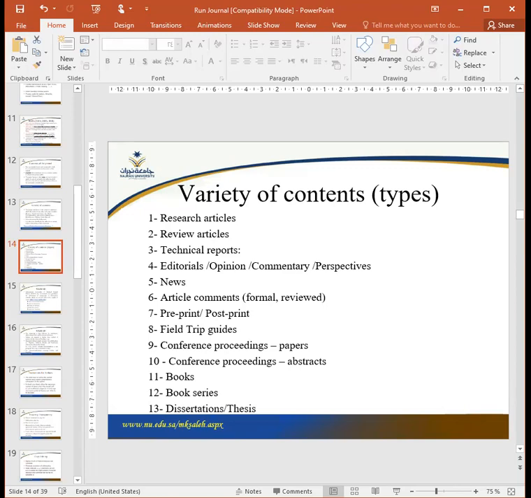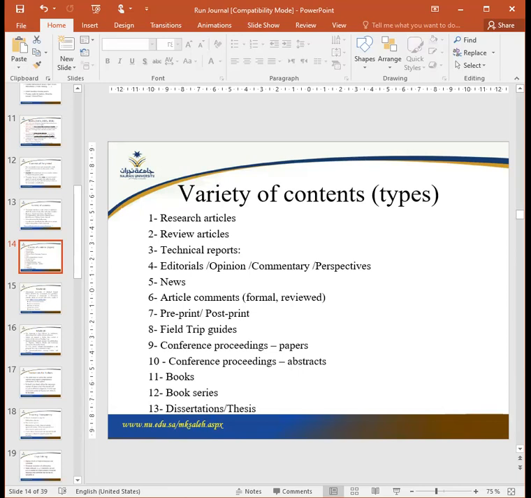Number four, an editorial or opinion or commentary or perspective, which is an article that expresses an opinion of the writers on a specific issue, and this issue may be related to scientific policy. Number five is the news. News sources, mostly journals and newspapers, publish articles that often refer to recent studies published in a primary research article.